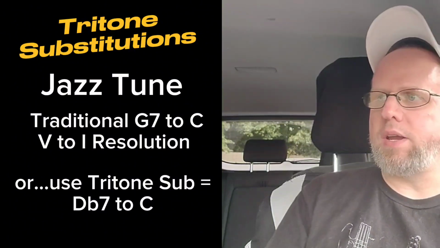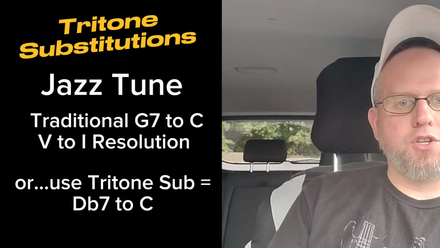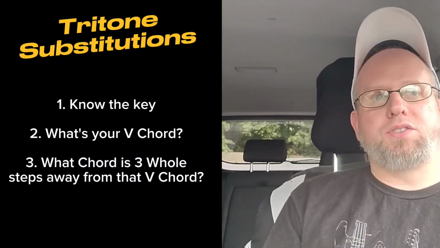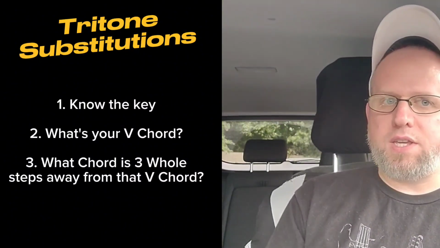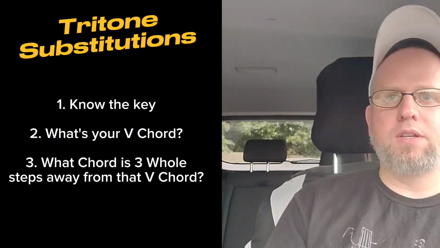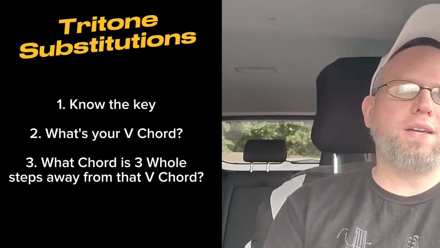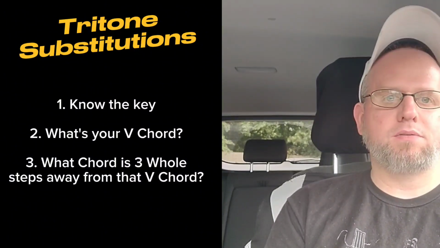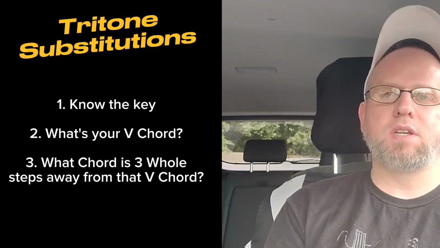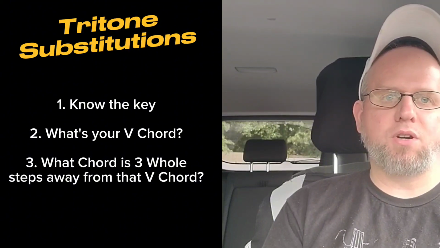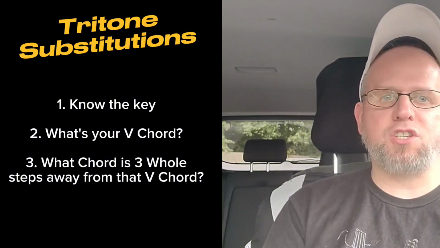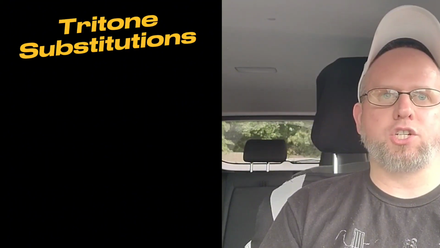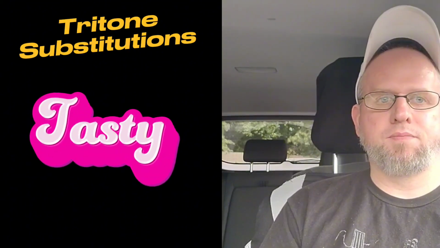So I just want to reiterate. Step 1, know the key you're in, key of C. Step 2, what's the 5 chord in the key you're in? We're in the key of C. The 5 chord is G7. Step 3, what chord is 3 whole steps away from G? D flat. Make that D flat a dominant 7th chord, play it in place of the G7, and you've got yourself one tasty chord progression in the jazz style.